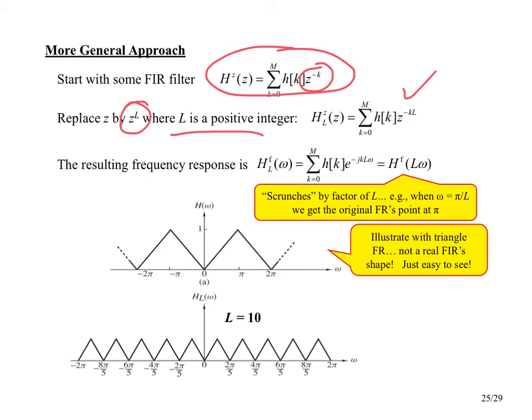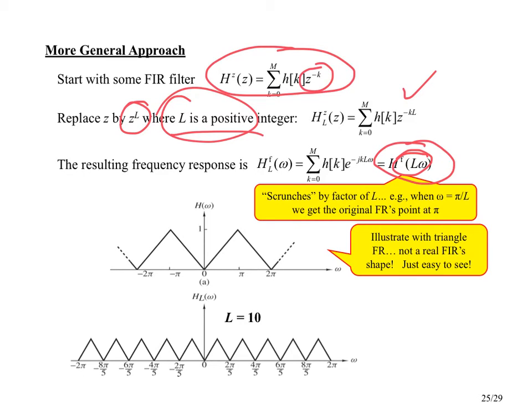And if we now convert that into its equivalent frequency response, we can find out that it's related to the original frequency response by just replacing omega by L omega. And since L is a positive integer, this is actually taking H of omega and scrunching it in by a factor of L.